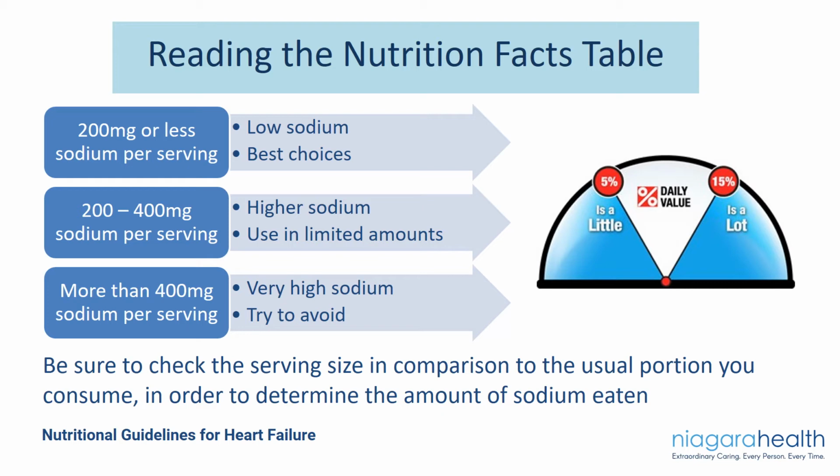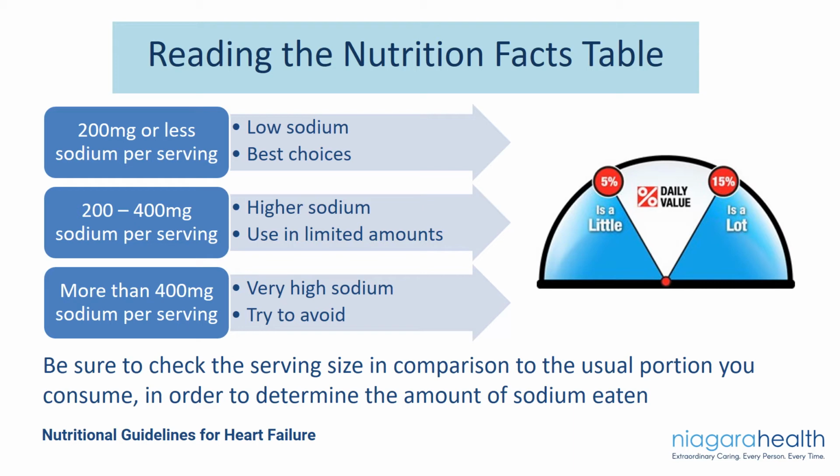Now on to the percent daily value method. The percent daily value can be used as a quick way to determine if a product is high or low in sodium. 5% is considered a little bit of sodium and a good food product to choose. Between 5 and 15% is a moderate amount of sodium, and 15% or more is considered a lot of sodium, and products like this should be avoided.